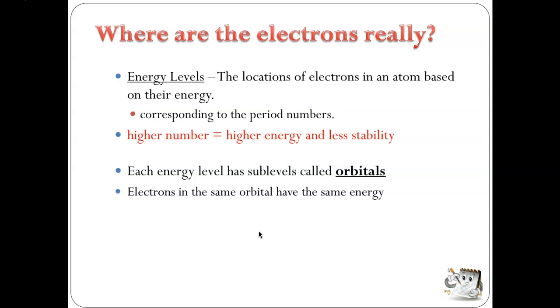So within those orbitals, all of the electrons have the same energy. And another way to describe these orbitals is the most probable location for an electron. As we know, electrons have very little mass, and electrons move very quickly, so it's difficult to really know where they are at any given moment, but the orbital tells us approximately where they are.